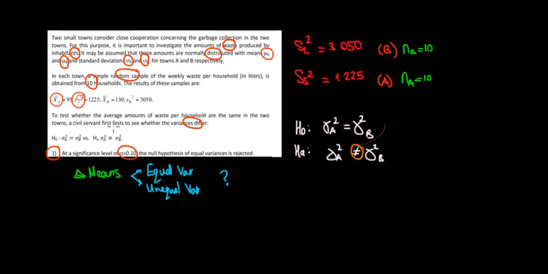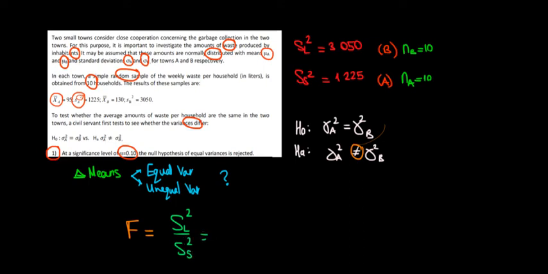Because the sample data, remember, it's always an estimate of the population data. This variance for group B and this variance for group A is an estimate of the variance in the entire town. So what we're going to do, we're going to run an F-test where we take the ratio of the larger variance to the smaller variance. We're going to take the sample variance that's larger relative to the sample variance that's smaller.